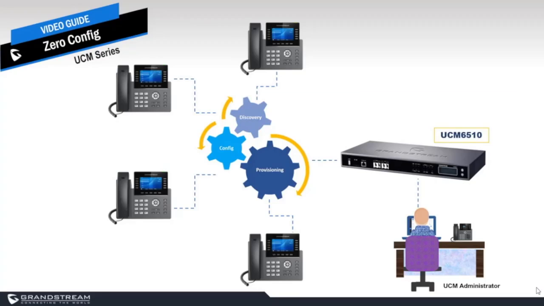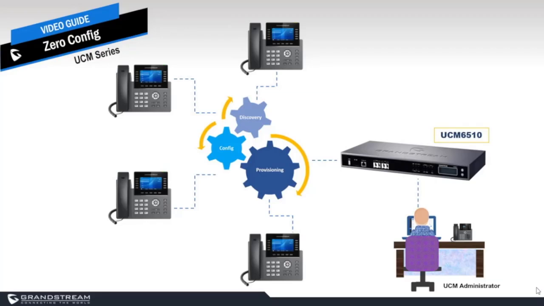In today's video we will talk about Zero Config, explain how it works and show you how to configure it using the web interface of the UCM. As you might already know, Zero Config is one of the most important features and applications included in the Grandstream IPPBX UCM 6000. This application allows UCM administrators to use the web interface of the UCM to manage, provision, and deploy Grandstream devices.